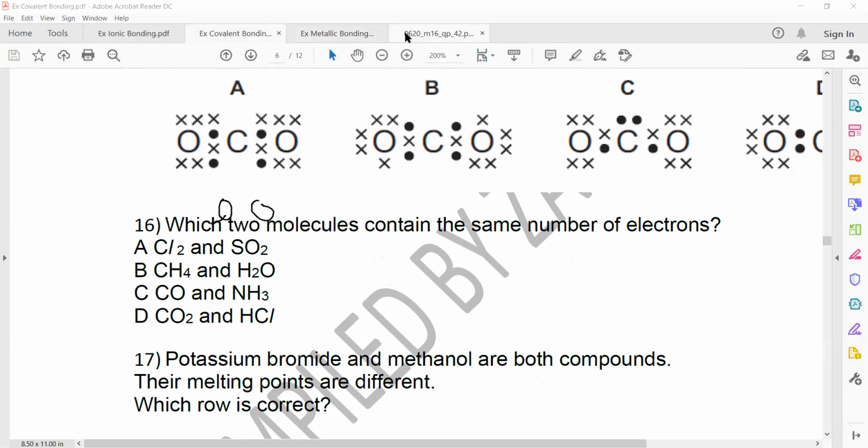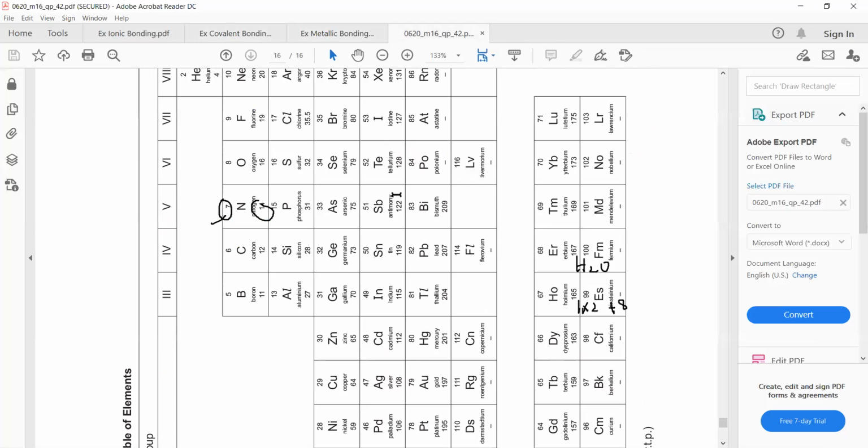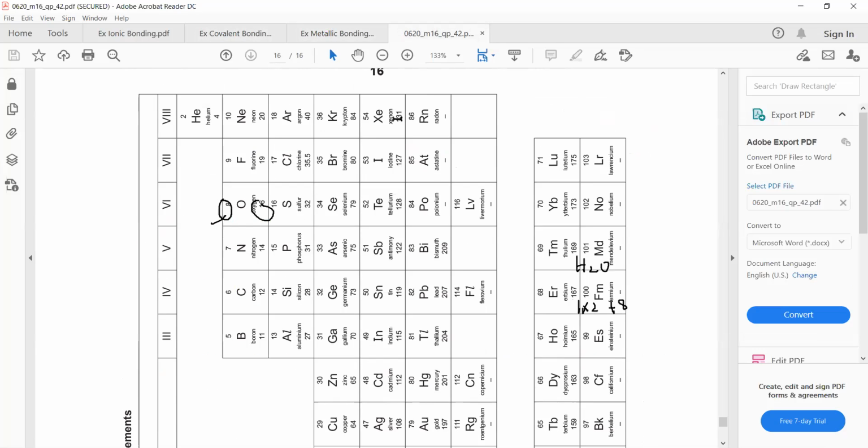So when you find for water, H2O, hydrogen is 1 multiplied by 2 and oxygen is 8 atomic number. How will we identify? You can see the periodic table. For oxygen, it is 8.